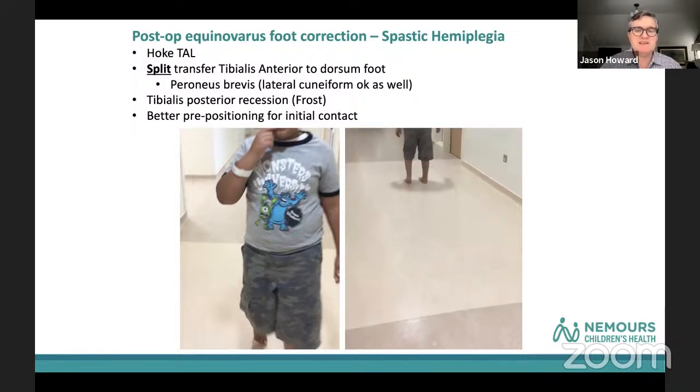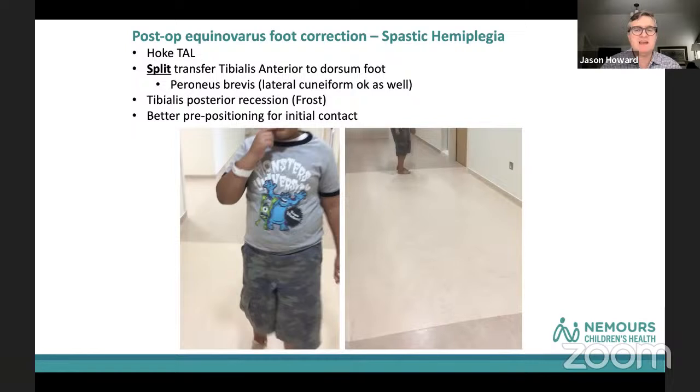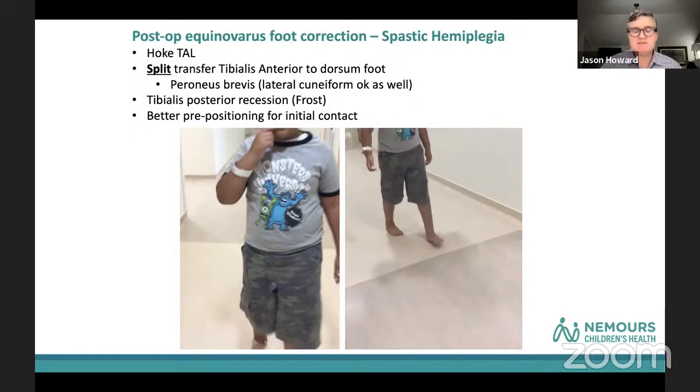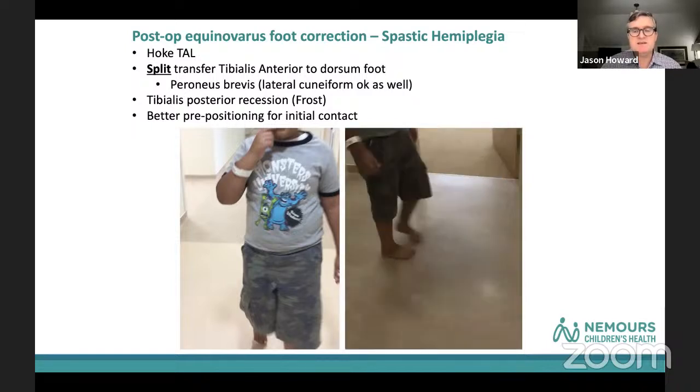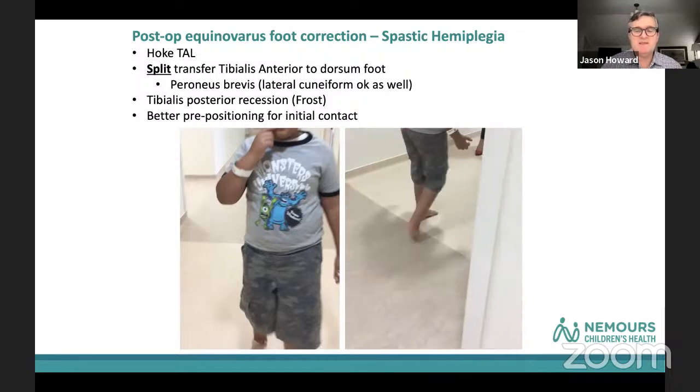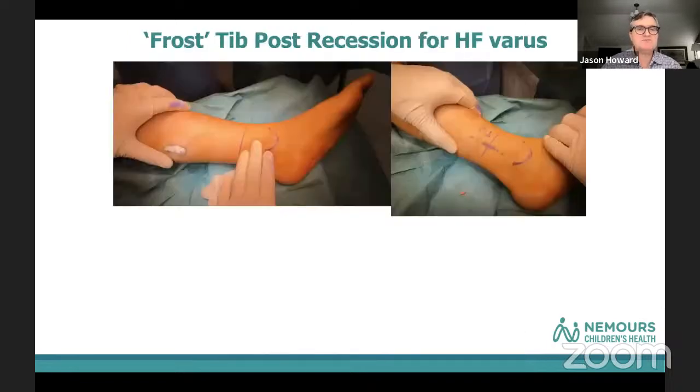I lengthened his gastroc and his soleus together. It's going to take a while before that strength comes back, if ever. It's a big surgical hit. So maybe I should have done this more in the calf than at the heel cord.